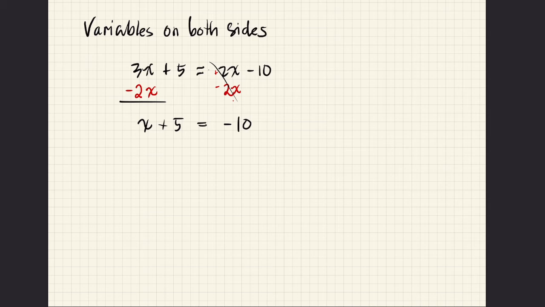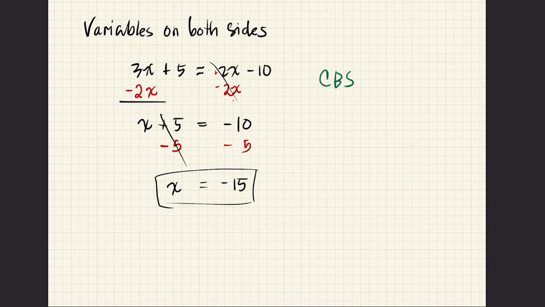Positive 5, the opposite is negative 5. That's how you get the negative 5 on the other side, okay? So that cancels out. You're left with x is equal to negative 15. Of course, again, check by substitution.